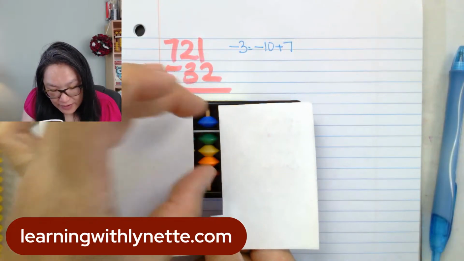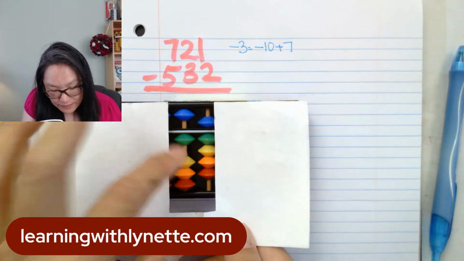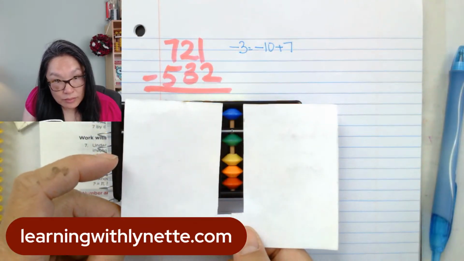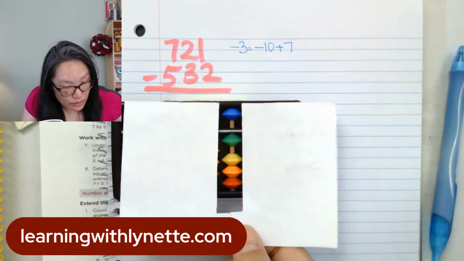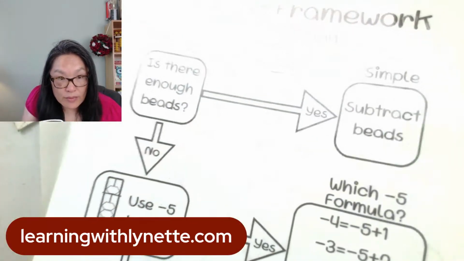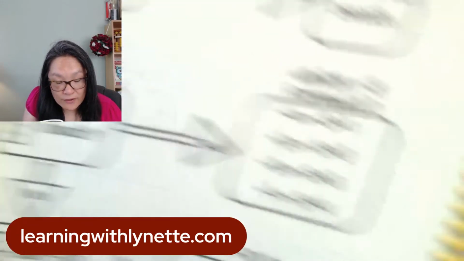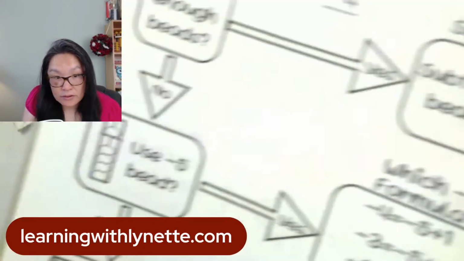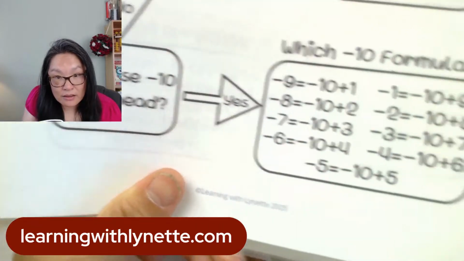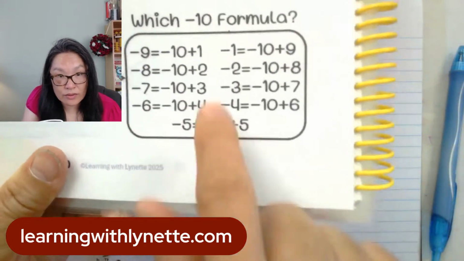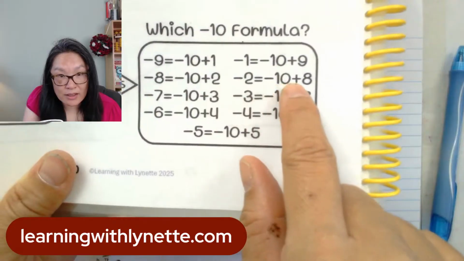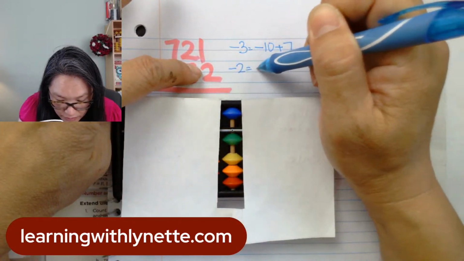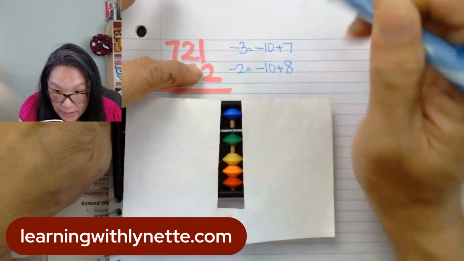Minus, add the 7, minus the 10. That's it. That's the regrouping. And then minus 2. Can I take away the 2? Is there enough to take away 2? No. Can I minus the 5? No. I cannot minus the 5. What do I do? Minus the 10. Minus 2 is equal to minus the 10 plus the 8.